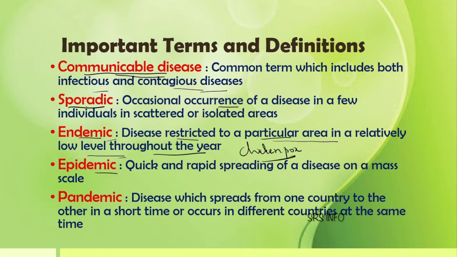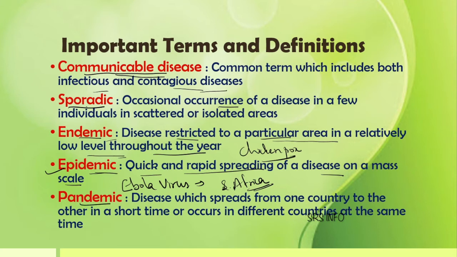Then what is epidemic disease? This is something more dangerous. How? Quick and rapid spreading of a disease on a mass scale is called epidemic. For example, we can take Ebola virus. What happened in the case of Ebola virus? It had a tendency to spread very rapidly and in a very short period of time, and it affected a mass scale of the population. Where did it happen? It is in Africa. Ebola virus spread in Africa and it affected a mass scale of population. The spreading was at a rapid scale. These types of diseases are called epidemic diseases.